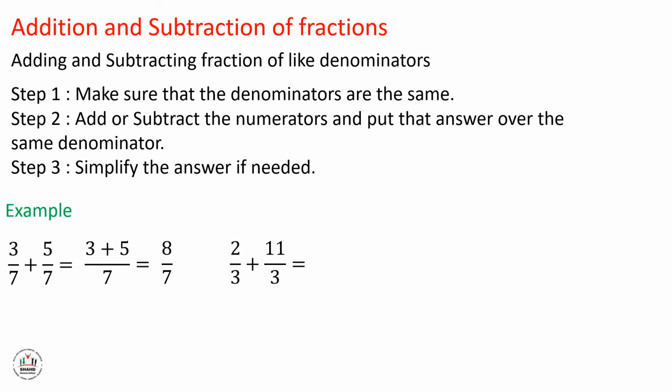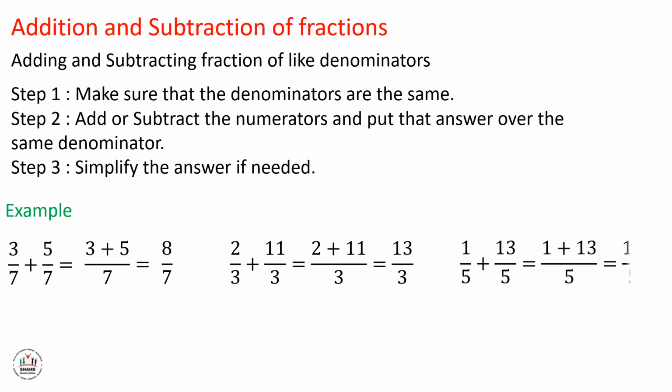2 over 3 plus 11 over 3. Again, we put 3 as the common denominator and we add 2 with 11. The final answer will be equal to 13 over 3. 1 over 5 plus 13 over 5 will be equal to 14 over 5.